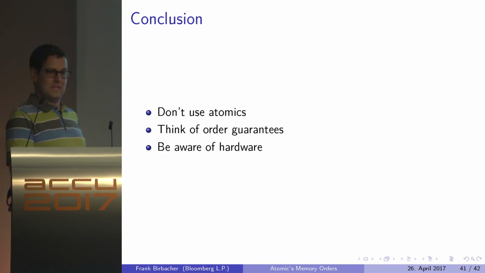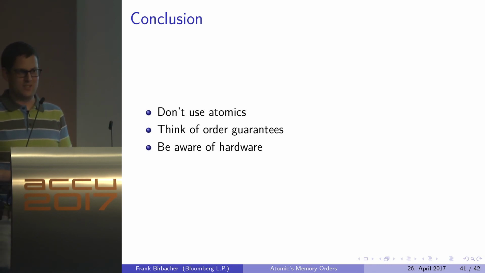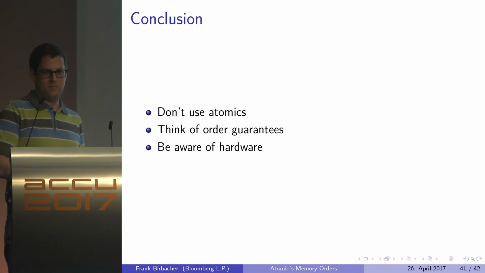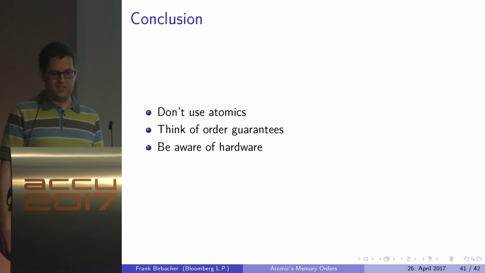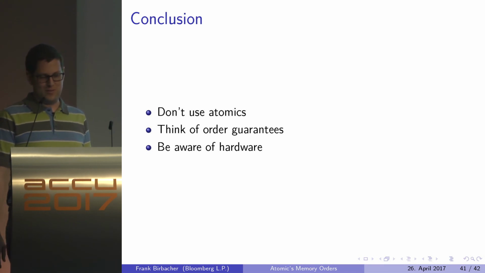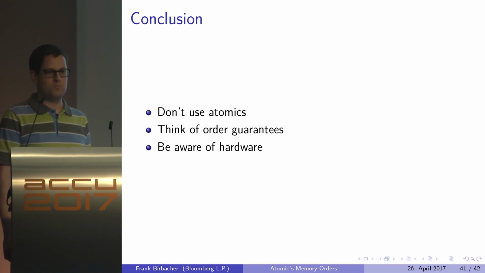So in the end, don't try to use atomics if you can avoid them. Try to let other people do this and use whatever, message queues or something else. Maybe use a mutex in the beginning and make your program work in the first place before trying to be clever on making it faster, because it's much easier to make a working program faster than a fast program working. And think of the order guarantees if you actually need to apply atomics, and if you need to port your code to different hardware, be aware that different hardware may run your code in different ways.